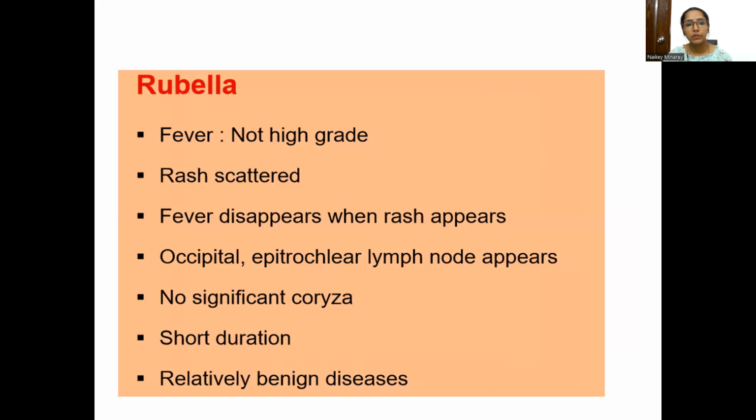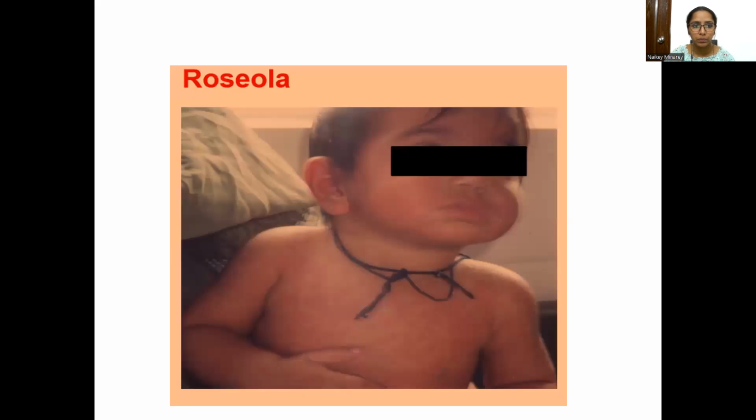There will not be high-grade fever. Rashes are scattered. Fever disappears when the rash disappears. Lymph nodes are mainly occipital and epitrochlear. No significant coryza. It is of shorter duration and it is a benign disease. Though if it affects a pregnant female, then the fetus can be affected by congenital rubella syndrome. So lymph nodes are palpable, mainly occipital and epitrochlear.